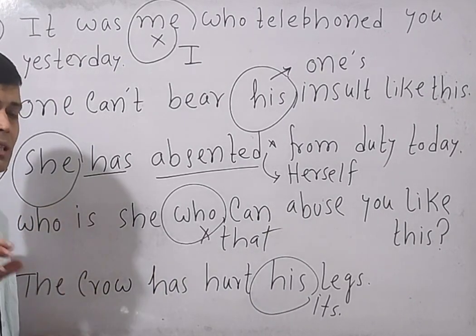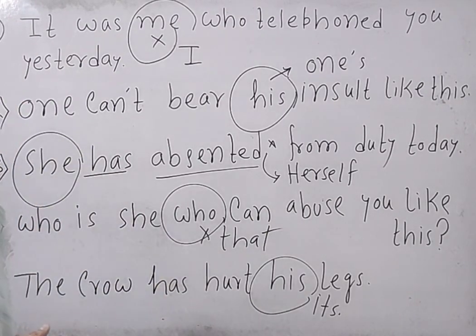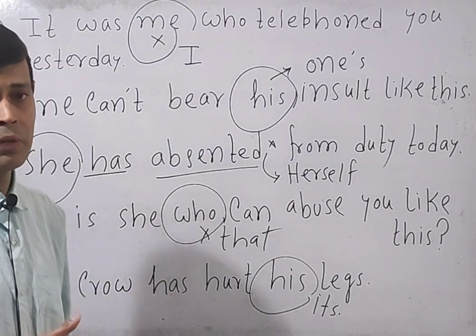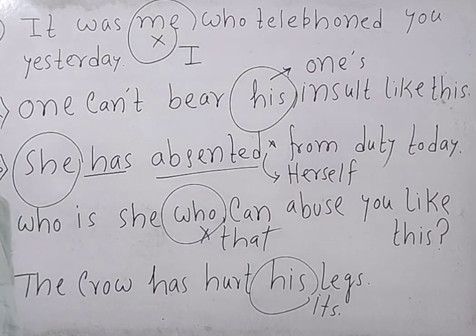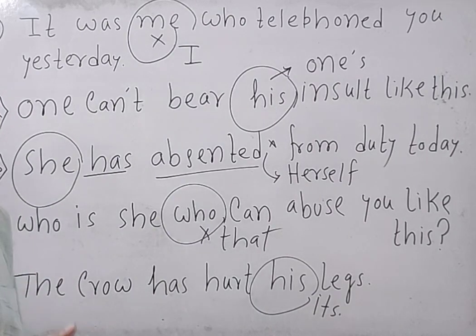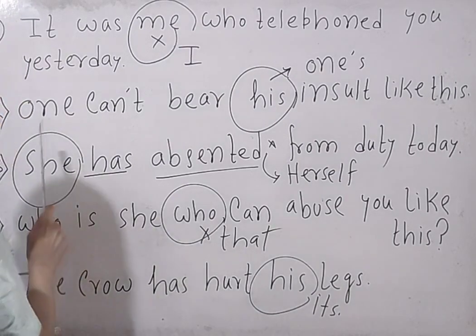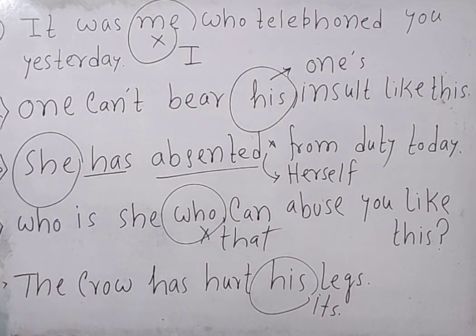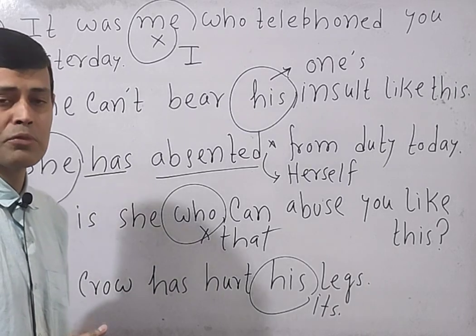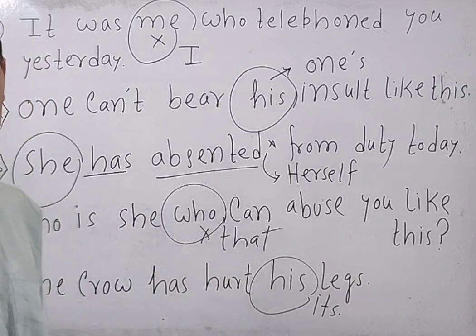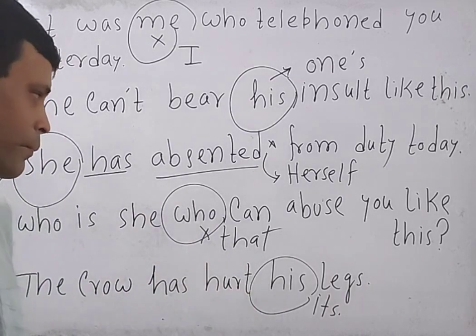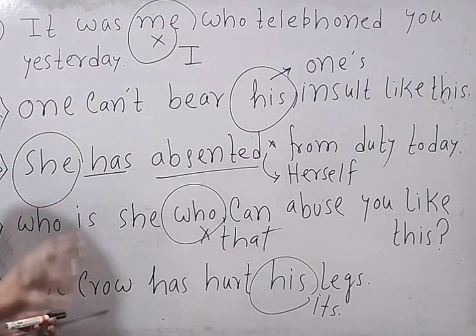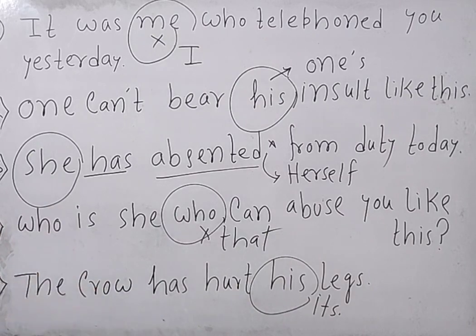Absent is basically an adjective but can be used as a verb. But whenever it is used as a verb, you need to write some self word related to the subject thereafter. Here the subject is she, therefore the self word should be herself. If it had been he, the self word would have been himself; we, ourselves; it, itself; you, yourself. Whenever you choose the self words, they must be related to the subject.